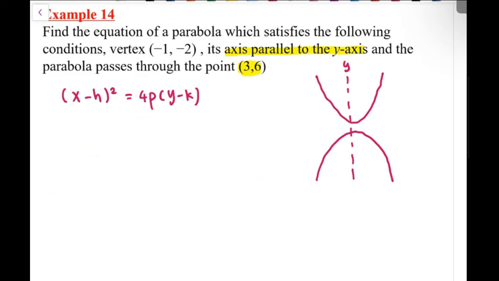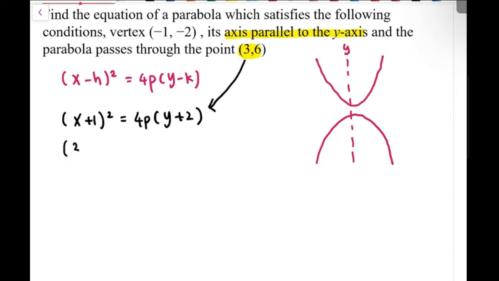Okay. So, bila dah tahu x yang squared, now kita dah boleh masukkan vertex because it is h and k. That's how we get x plus 1 squared equal to 4p y plus 2. And last one, kita ada problem, kita tak dapat p. Tapi kita dah tahu point. Point boleh substitute in order to find p. So, we have 3 plus 1 squared equal to 4p 6 plus 2. In this case, p is half. Okay, settle.